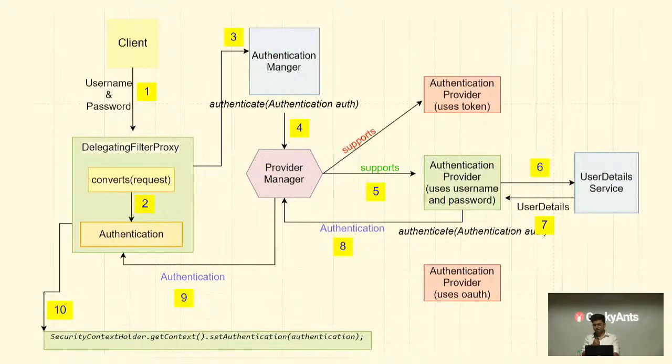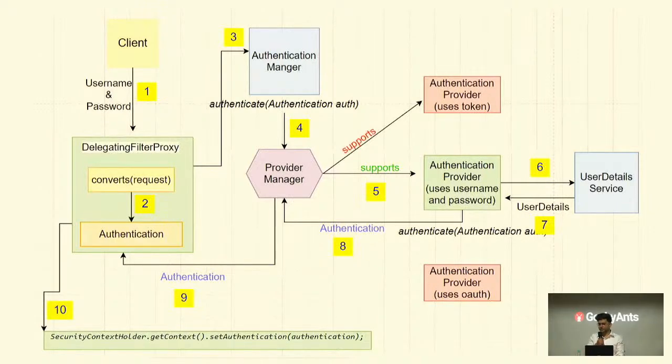It then passes it to the authentication manager. This authentication manager, on the third point, is nothing but an interface, and it has a method called authenticate. This authenticate method can authenticate the user. But the point is, the authentication manager is an interface, so it does not have any implementation to check whether the user is a valid user or not. So at this point, it makes use of the provider manager.